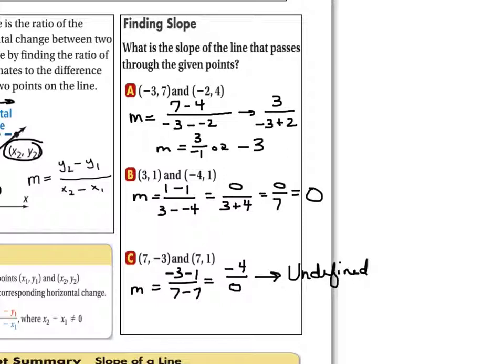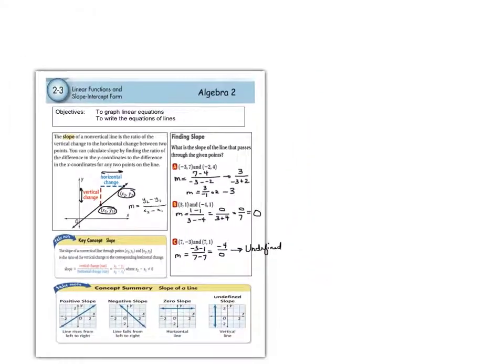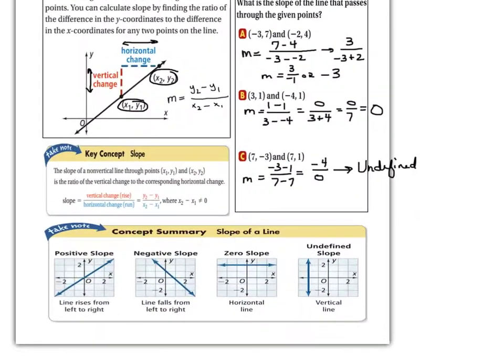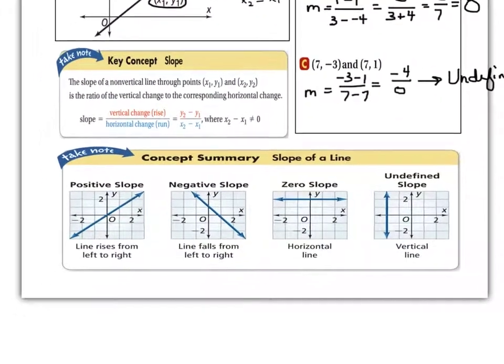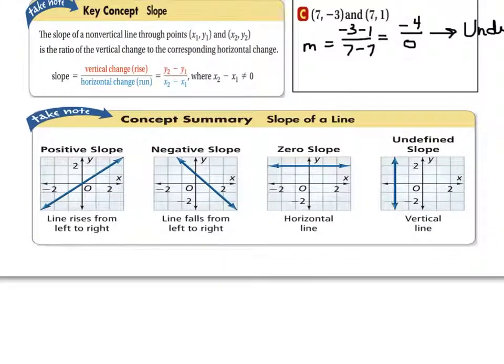Now let's talk about the different types of slope. There are 4 different types of slope. We've got positive slope, which is a line that rises from left to right. I think of this as going up a mountain.